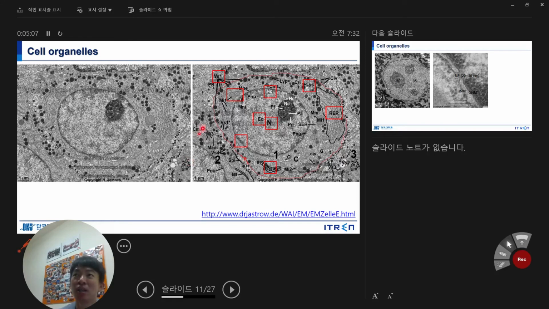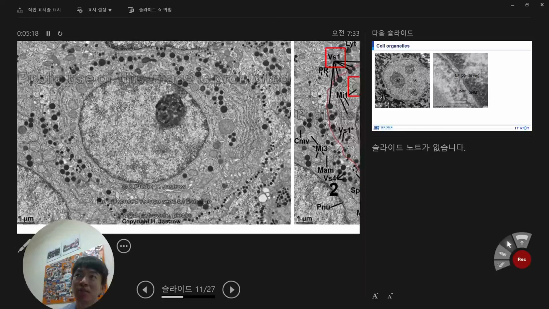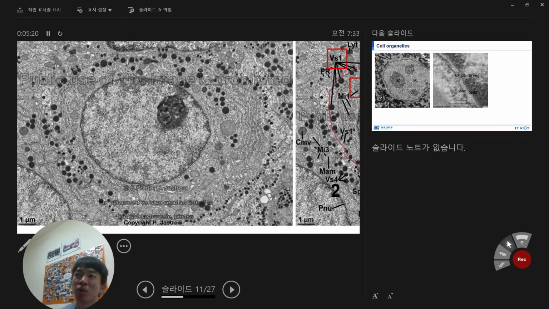Okay. So this is your detection cell. How do you look at this cell? What did you see from these TEM images? Maybe this is the nucleus, right? And then this is maybe the nucleolus, which makes ribosomes, right? And then they have this kind of thing.